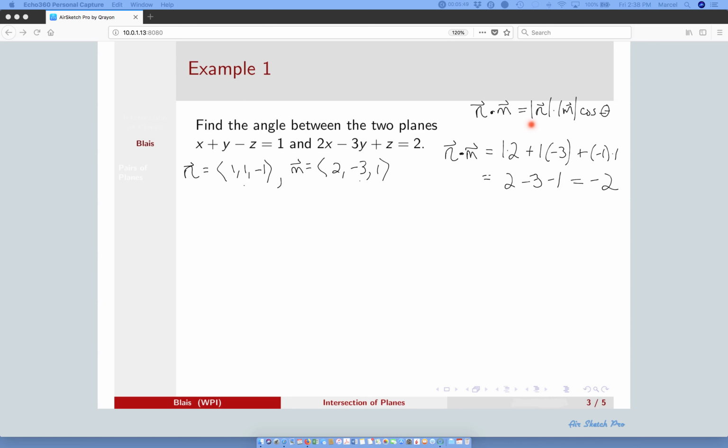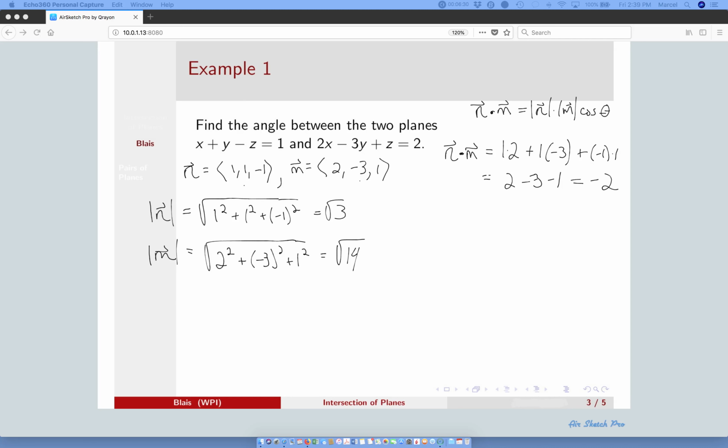That gives us the left-hand side. Here, we now want the lengths of n and m. So the length of n is the square root of the sum of the squared entries. So square root of 1 squared plus 1 squared plus minus 1 squared, or root 3. And the length of m, we have the entries of m squared and added. So 2 squared plus minus 3 squared plus 1 squared, or this is what? 1 plus 9 is 10, plus 4 is 14. So root 14.